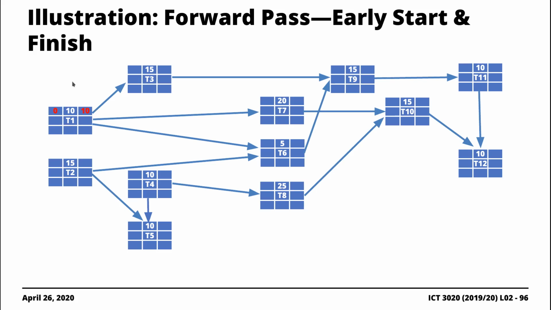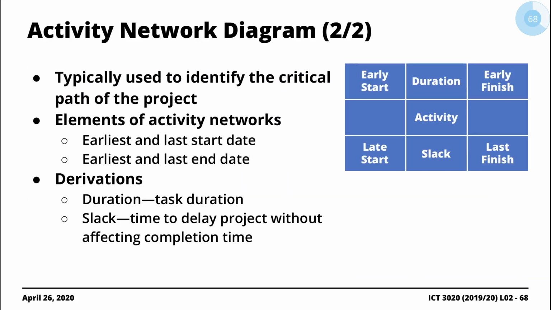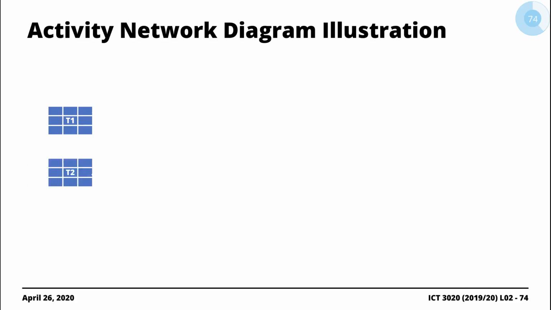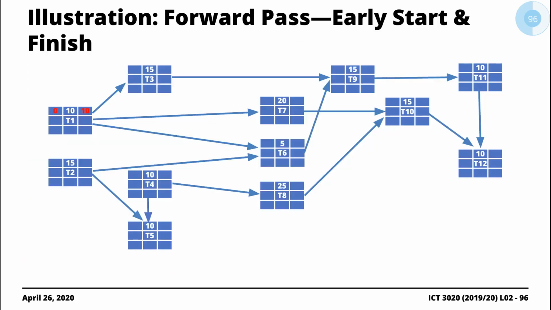Remember the notation that I have here: early start date, early finish, duration, activity. So for the beginning activities, T1 is the beginning activity, early start date is 0. You compute the early finish date by adding early start plus duration. So 0 plus 10 gives you 10. For T2, again, start is 0. So we add 0 to 15 to get 15 for early finish.